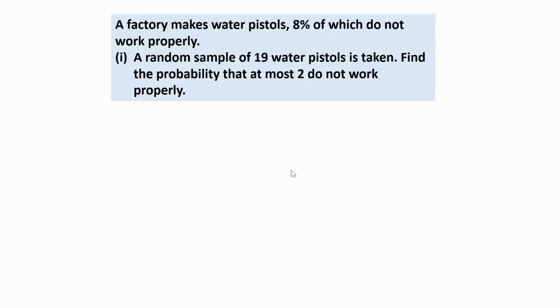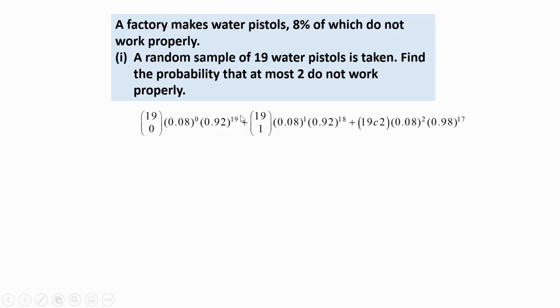I always think of if your parents told you you are allowed at most 2 beers when you go out, that means you are allowed not 1 or 2 beers. So think like that and you'll figure out quite quickly what at most means. So that would be 0. So the binomial would be 19 choose 0, 0.08 to the 0, and so on. Or it would be 19 choose 1, or it would be 19 choose 2.